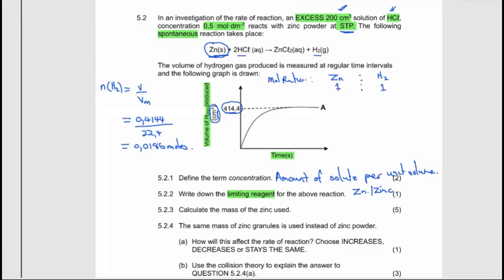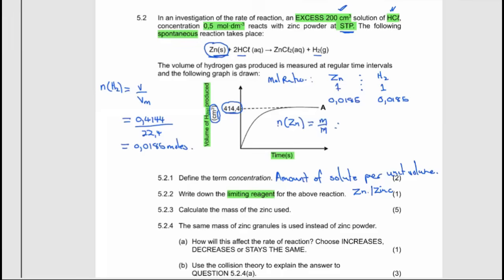What does that mean? If I started with 0,0185 on this side, automatically on this side I should be using the same number of moles. So it's 0,0185. Therefore, for me to calculate the number of moles of zinc, I'm going to say n of zinc is equivalent to m over M, right?